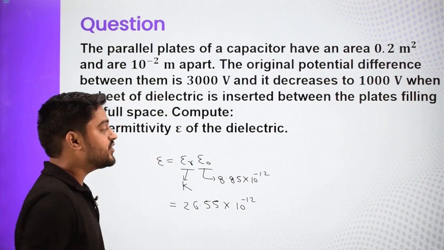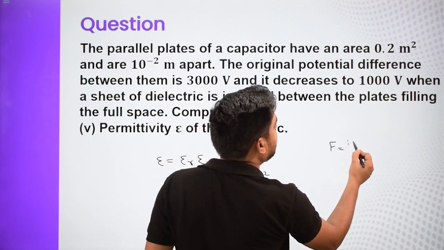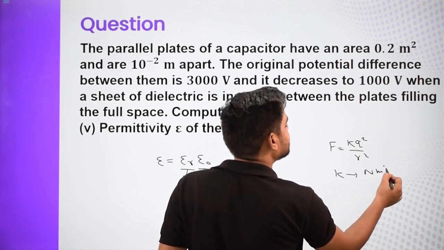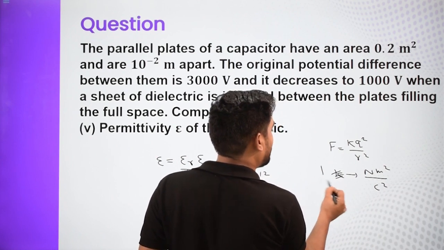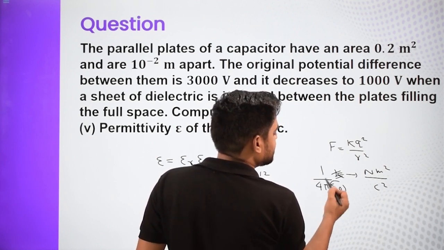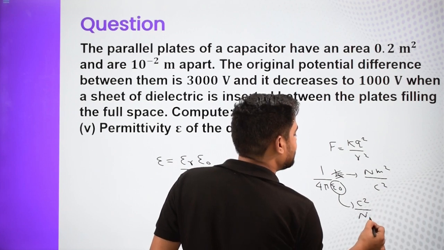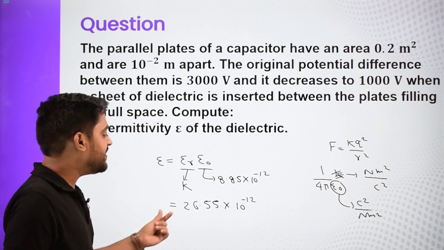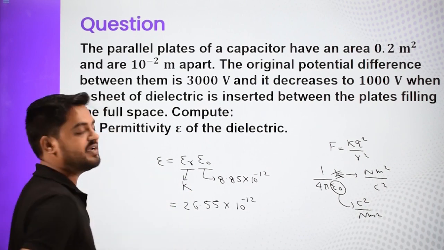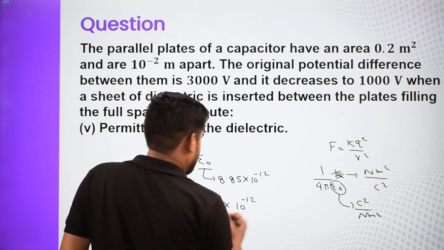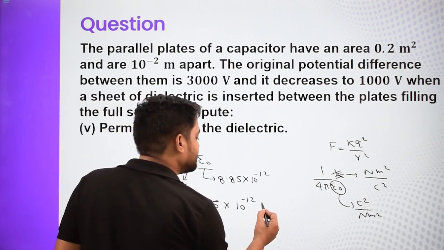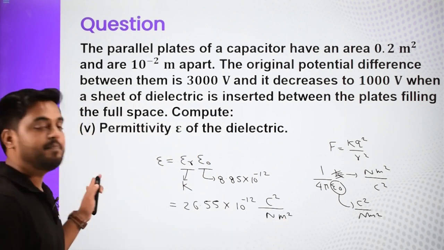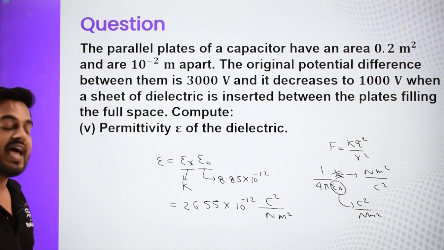And what about the unit? The unit of k, see, F is equal to k Q1 Q2 by r square, so the unit of k is Newton meter square per coulomb square. By this, k is 1 upon 4 pi epsilon naught, so this has a unit coulomb square upon Newton meter square. So this is just a ratio, so this is dimensionless, and the unit of permittivity of that medium is nothing but 26.55 into 10 raised to power minus 12 coulomb square per Newton meter square. So this is the permittivity of that dielectric medium.